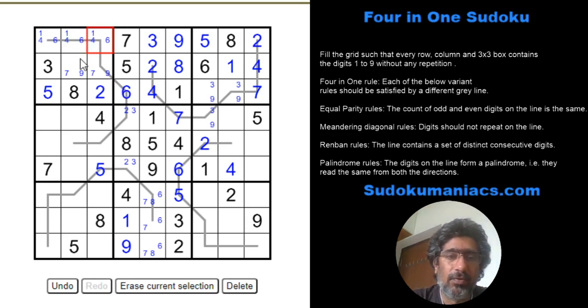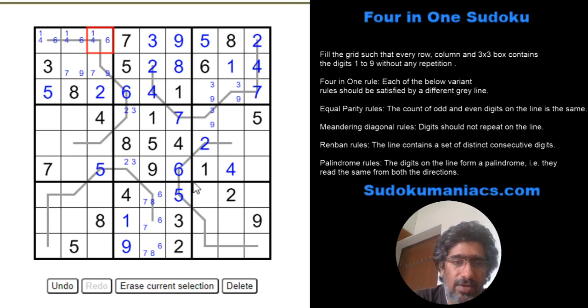Now digits can repeat only in the palindrome and the equal parity. So we know this first line has to be an equal parity line. So in this 146 and this is 79, which is an odd. So I have two odds and two evens, correct? Good so far? Good.